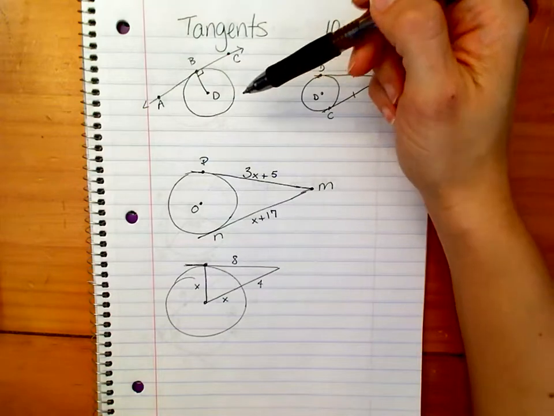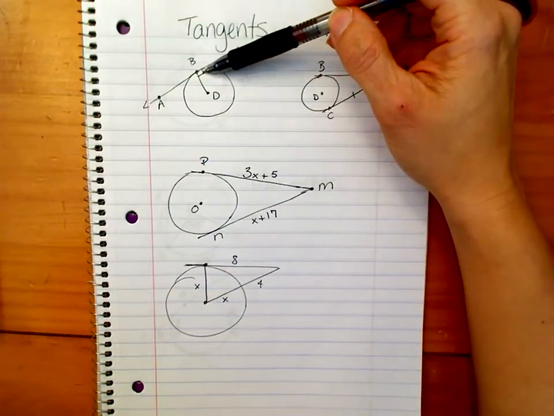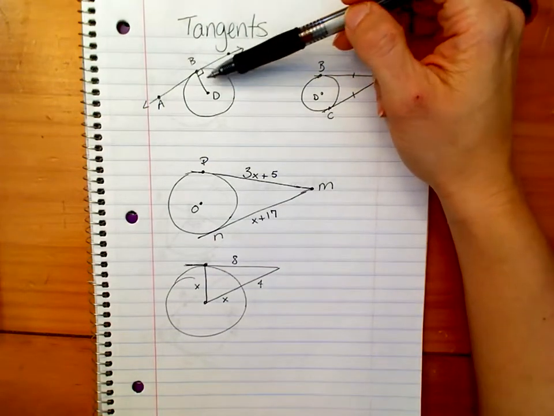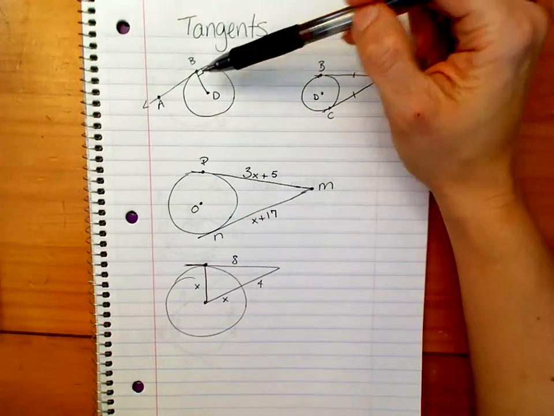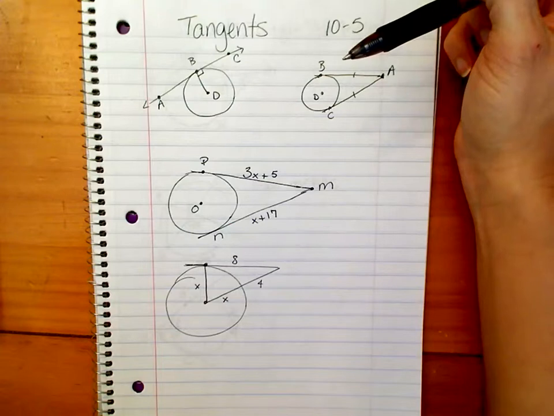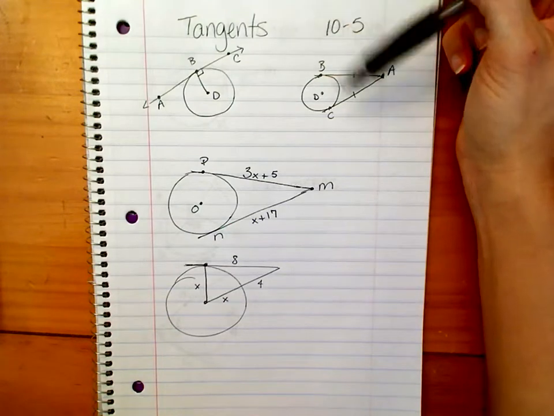And you want to look for things like that because they'll use right triangles a lot with that. So anytime you see a tangent and a radius drawn to it, make sure you remember that that's a right angle and think Pythagorean theorem if you see a triangle.